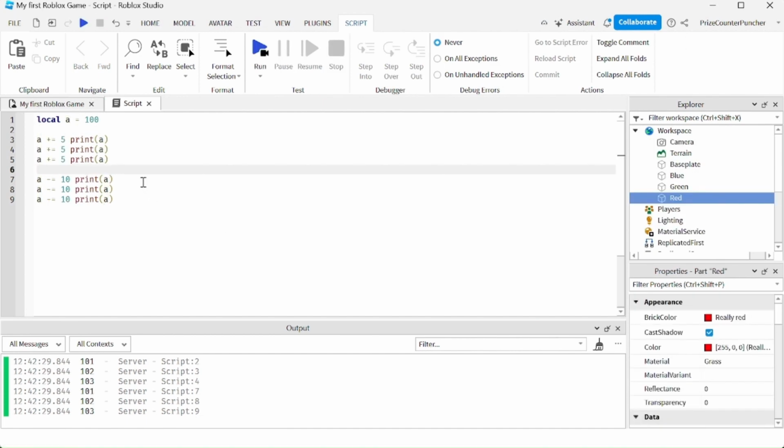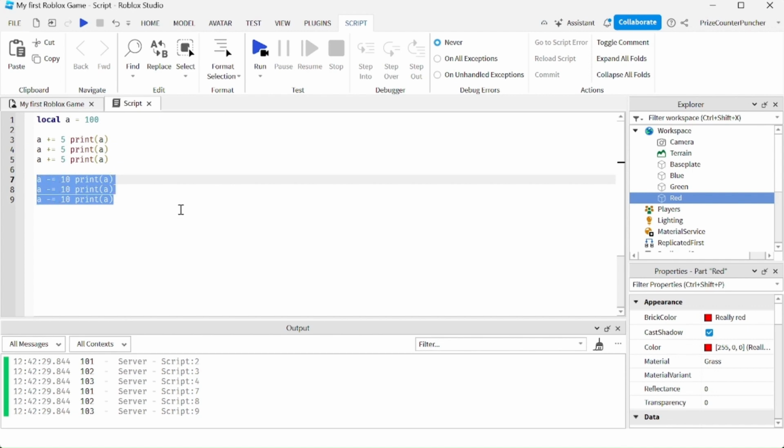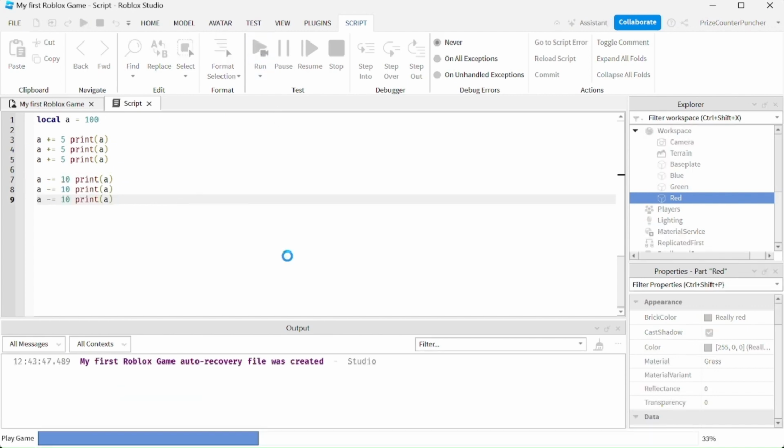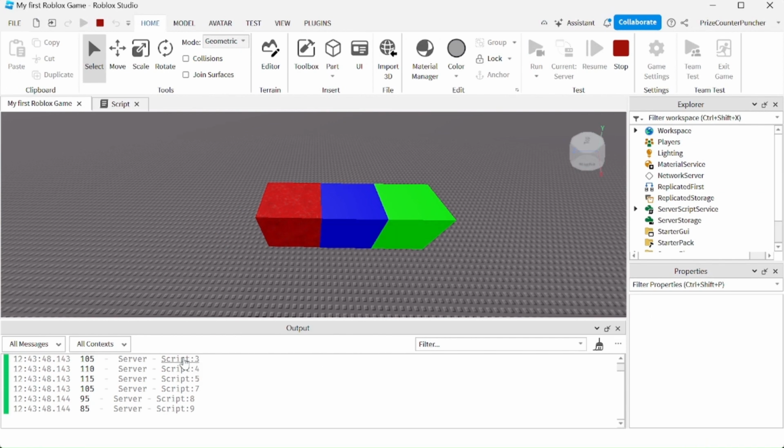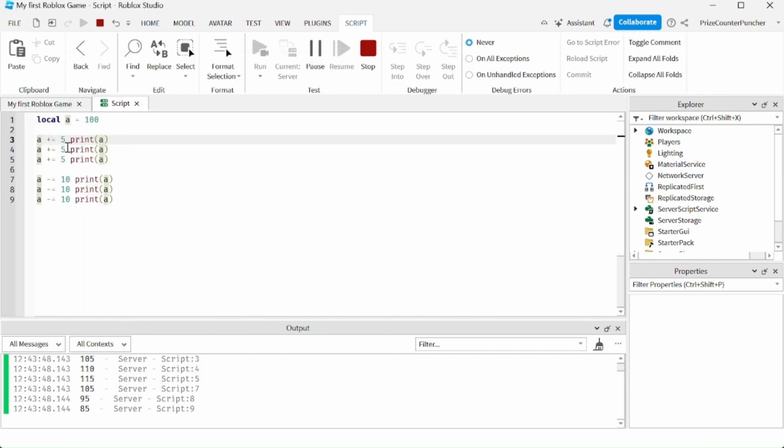Here are some more examples. So instead of adding 1 each time, here I'm adding 5 each time. And here I'm subtracting 10 each time from a. Let's take a look. Here we have 105, so it's 100 plus 5 is 105, then it goes to 110, 115. Down here, we went from a equals 115, so 115 minus 10 gives us 105 here. And then we subtract another 10, so we got 95 and then 85.